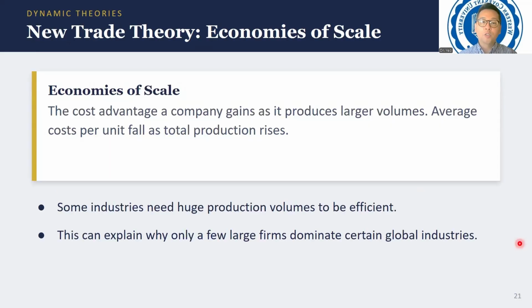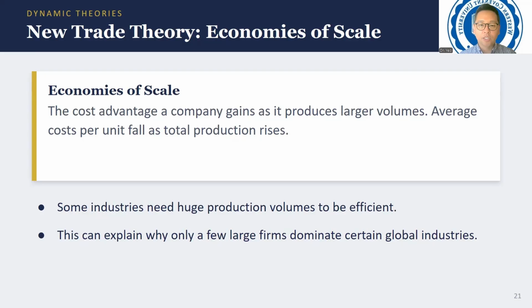Now let's talk about new trade theory. This theory emerged in the 1980s to explain trade patterns that older theories could not fully capture, especially in modern high technology industries. A central idea here is economies of scale. Economies of scale are the cost advantages a company gains as it produces larger volumes. As total production rises, the average cost of making each unit tends to fall.